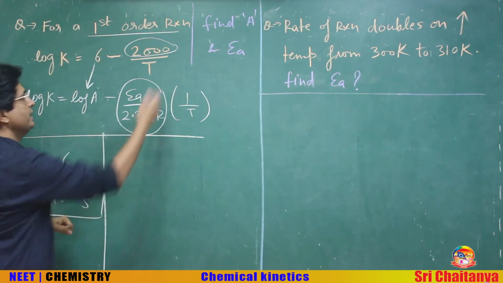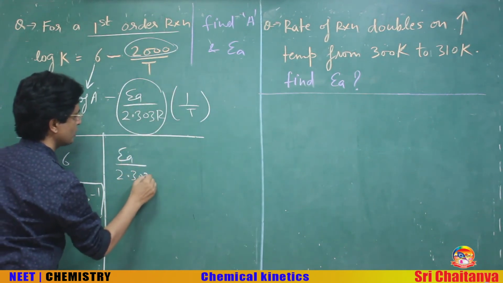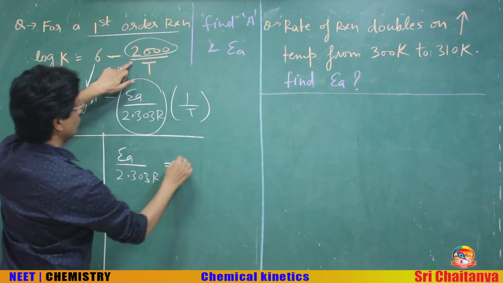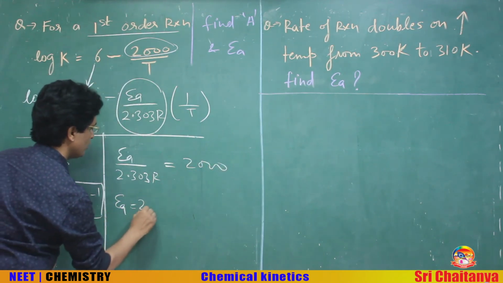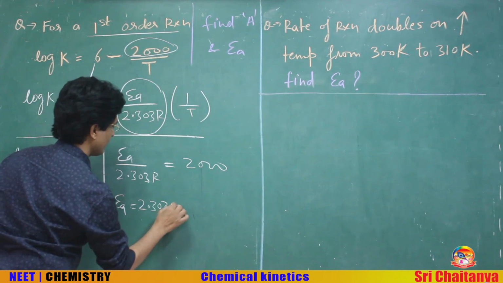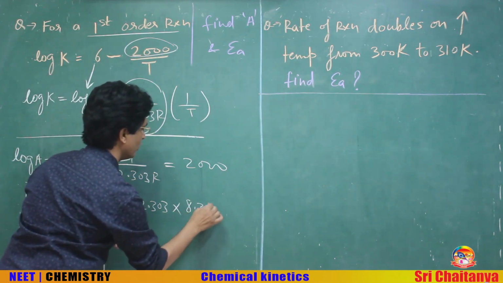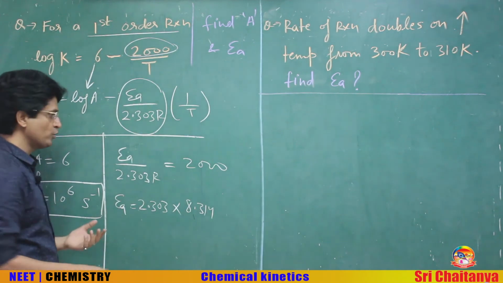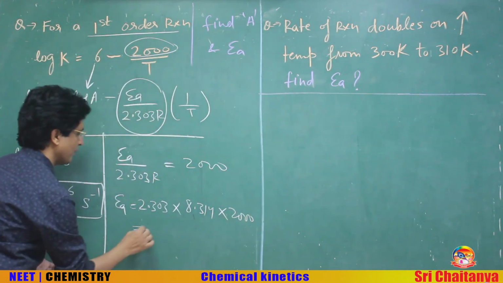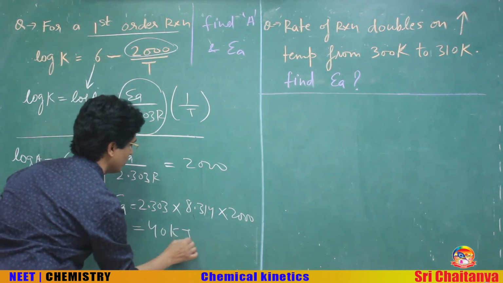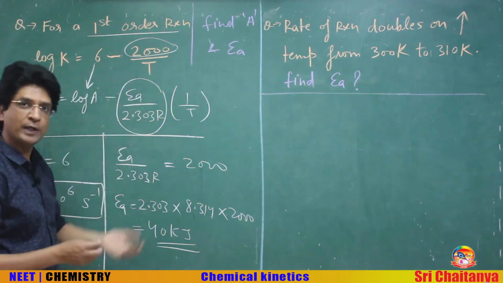Now come to the second part, Ea. Now Ea upon 2.303 R will be equal to 2000. So Ea will be equal to 2.303 into R, which will be say 8.314 if you want the answer in joule or kilojoule, into 2000. So when you solve that, you will get approximately 40 kilojoule as your answer. So this is the methodology by which you are going to solve these kinds of questions.